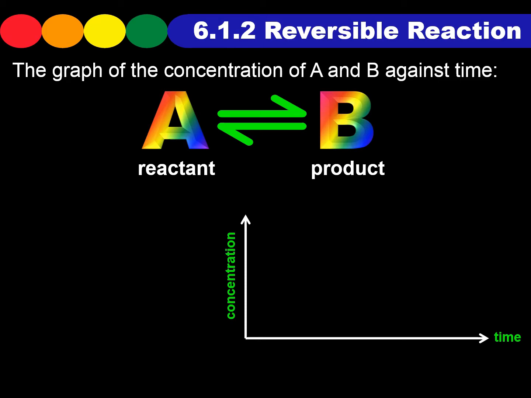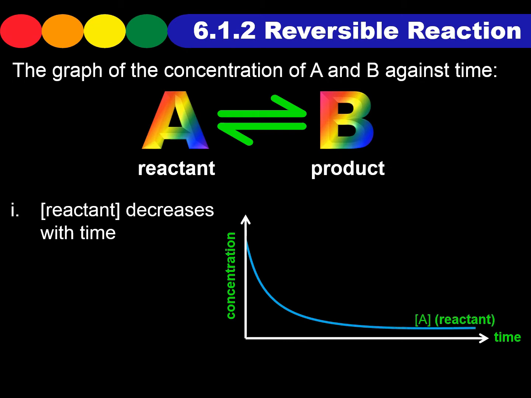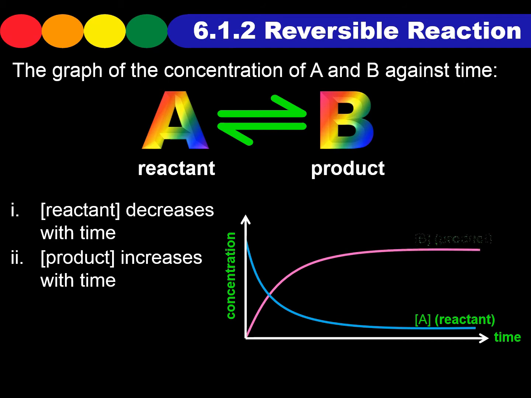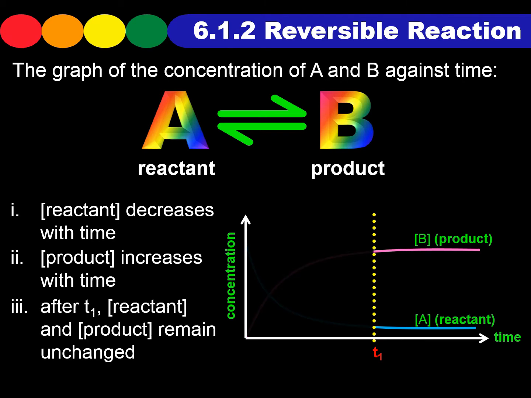The curve of concentration against time shows the changes in the concentrations of both reactants and product with time. The concentration of reactant A tends to decrease with time, and the concentration of product B tends to increase with time. After time T1, the concentrations of both reactants and product remain unchanged. This indicates that the reaction has already reached equilibrium.